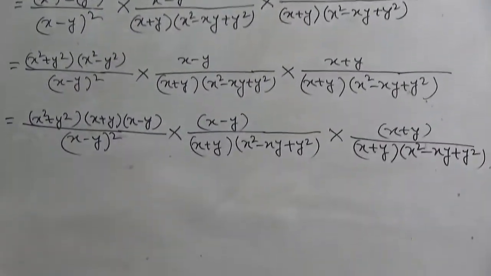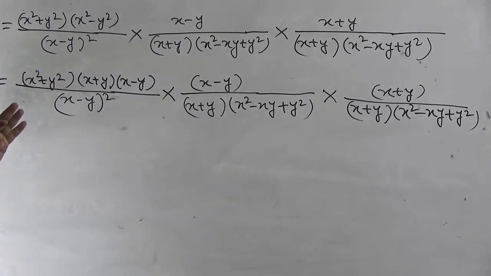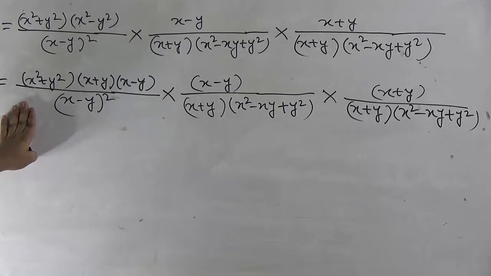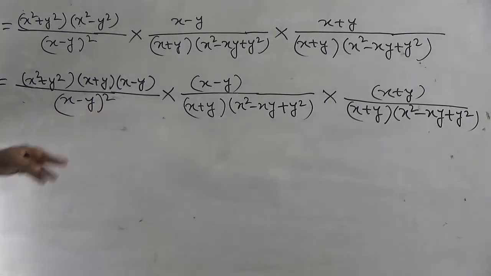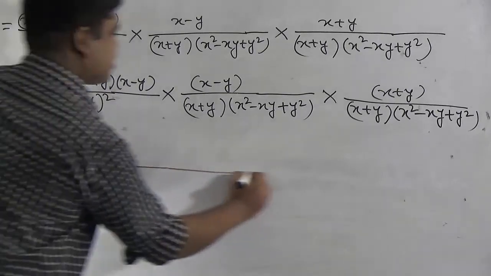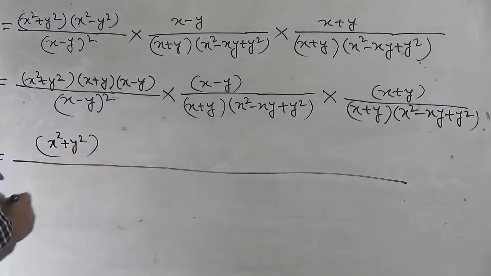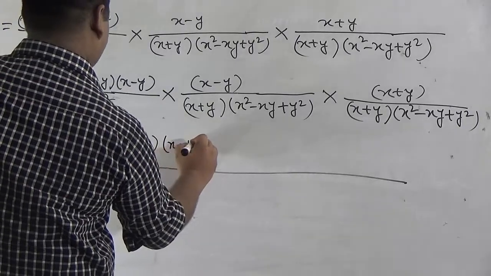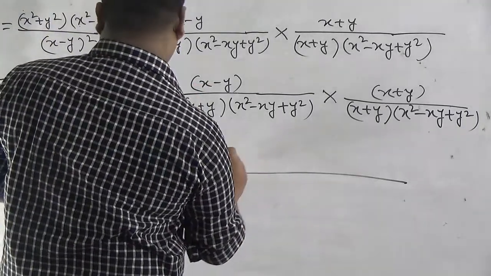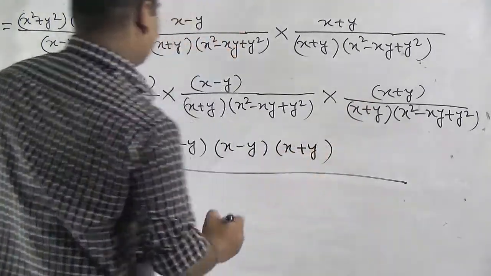My dear students, we have already resolved the three fractions into factors. Now we cancel x minus y and x minus y. We write x square plus y square and x plus y, x minus y. It is written as x minus y. It is also written as x plus y.